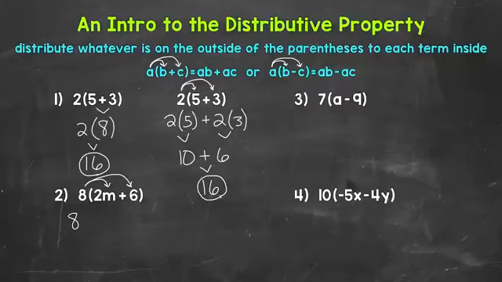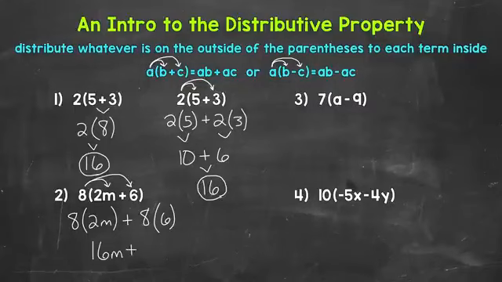This gives us 8 times 2m plus 8 times 6. 8 times 2m is 16m plus 8 times 6 is 48. Now 16m and 48 are unlike terms, so we don't have any terms that we can combine. So we are done here. 16m plus 48 is our simplified expression.